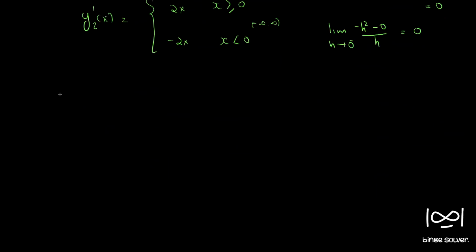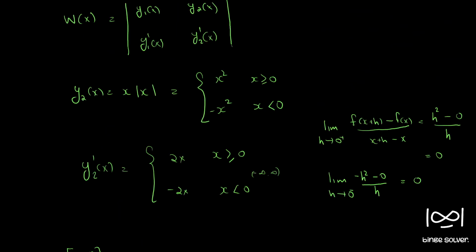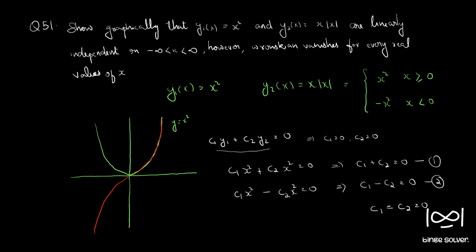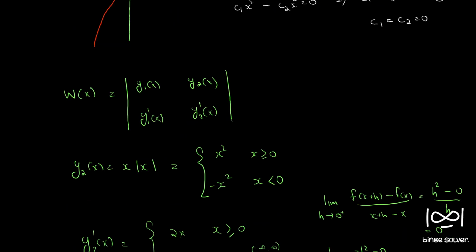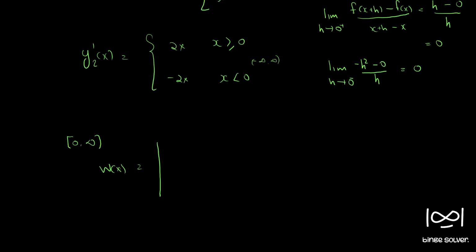So we can calculate the Wronskian separately, say on the closed interval 0 to infinity. The first function was x square, and the second function is x mod x. So using this formula we compute the Wronskian. First function x square into the derivative of the second, and for positive values the second function becomes x square and its derivative is 2x. Since we have two identical rows, the determinant is 0, so the Wronskian is 0.